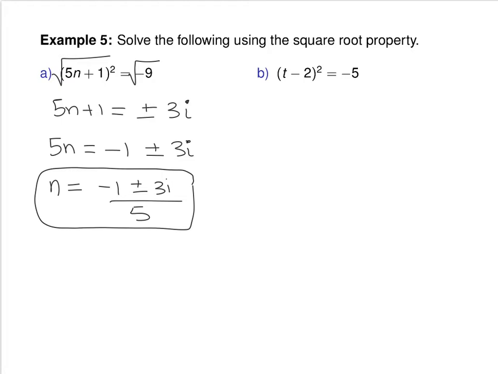And that one wasn't very hard, was it? No. Okay, how about part B? So first thing you do is square root both sides, yep. So t minus 2 equals plus or minus the square root of -5.